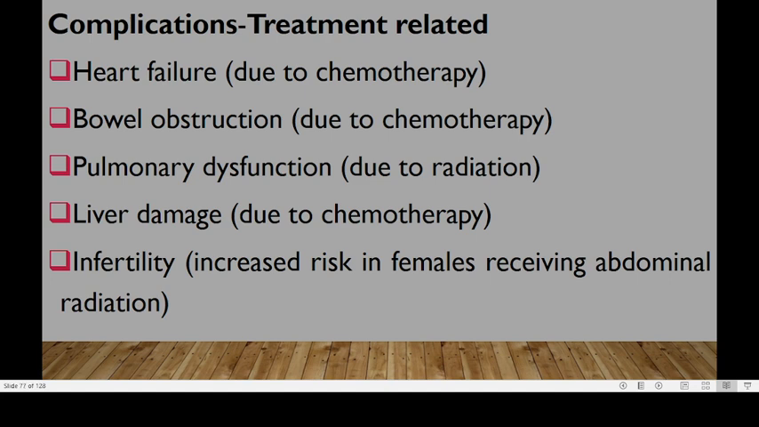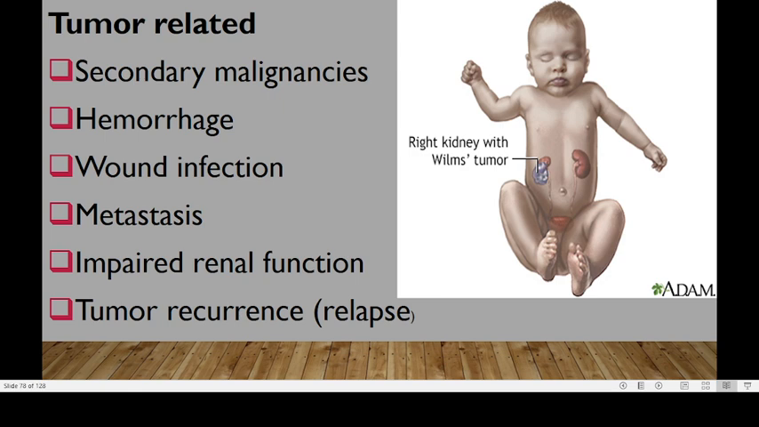Complications, of course, the ones that are treatment related. We have heart failure due to chemotherapy, bowel obstruction due to chemotherapy, pulmonary dysfunction due to radiation, liver damage due to chemotherapy, and infertility, with increased risk in females receiving abdominal radiation. Complications which are tumor related: secondary malignancies, hemorrhage, wound infection, metastasis, impaired renal function, and tumor recurrence, that is relapse. Notice that the right kidney has a Wilms tumor in our diagram.